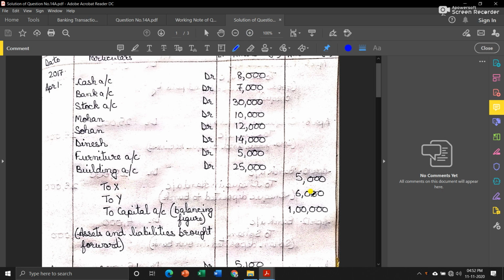After writing all those things, when we see the total of debit and credit, we will find out that liabilities are less than the debit side, that is assets. So the difference is 1 lakh. That will be our to capital account, in brackets balancing figure. I wrote that balancing figure for your reference, but in the exam you can just skip this balancing figure.